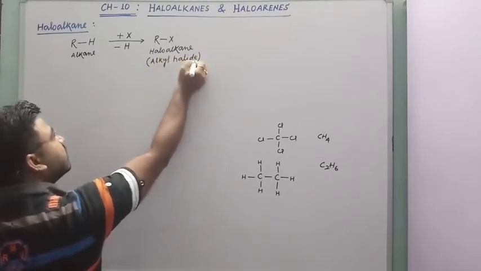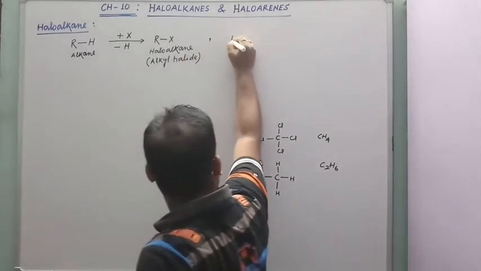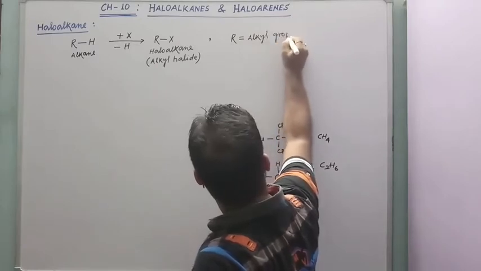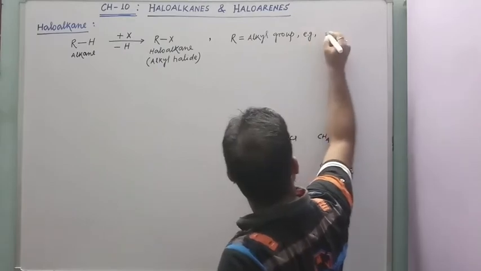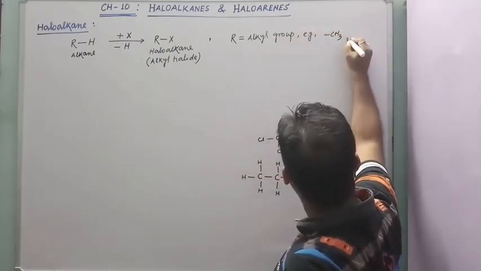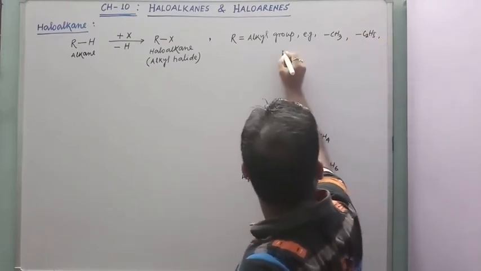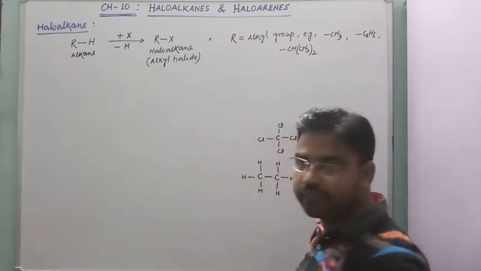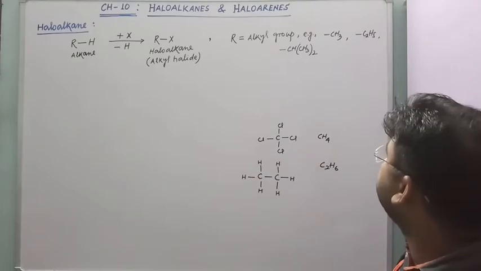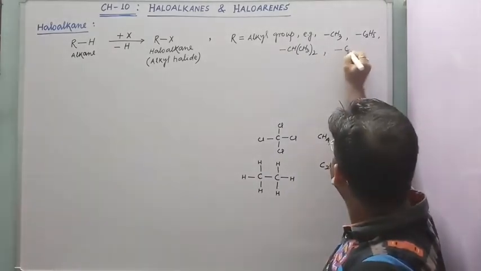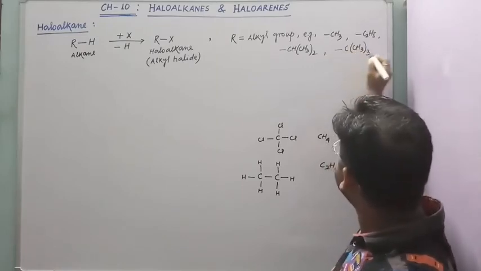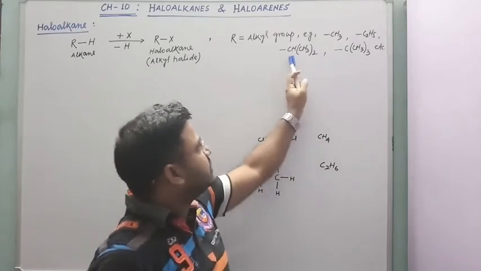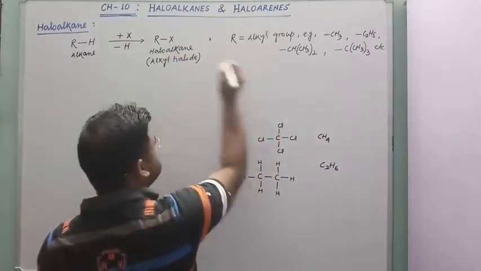So alkyl halide is the common name. Here R represents any alkyl group. R is an alkyl group, and it may be, for example, a methyl group CH3, or an ethyl group C2H5, or CH3 whole 2, that means isopropyl group, or CH3 whole 3, this is tertiary butyl group, etc. So R is any alkyl group: methyl, ethyl, propyl, butyl, pentyl, hexyl, or isopropyl, tertiary butyl group. And X is halogen.